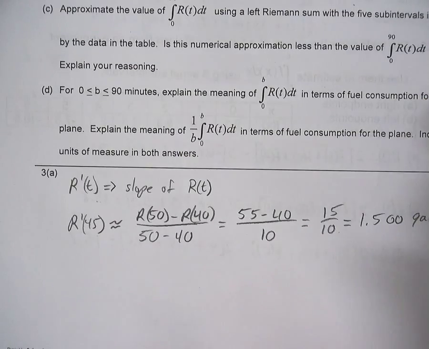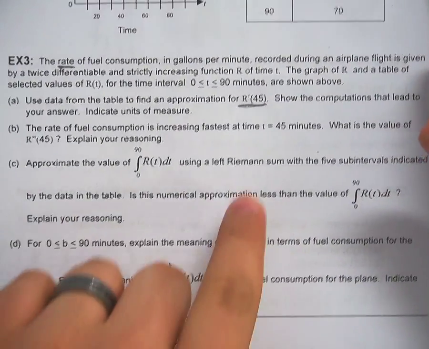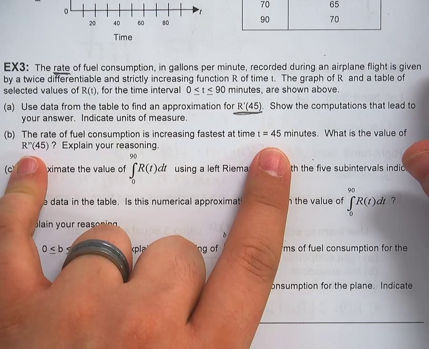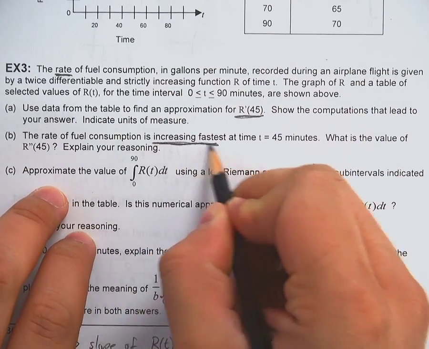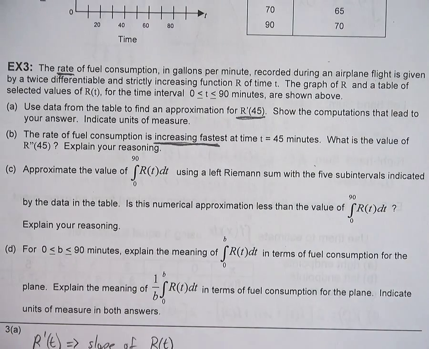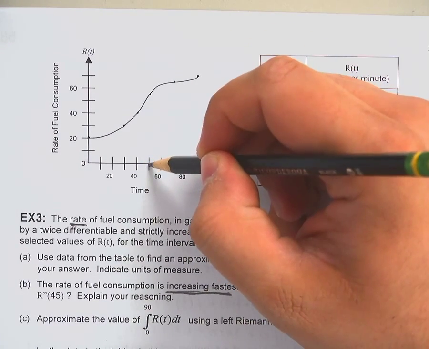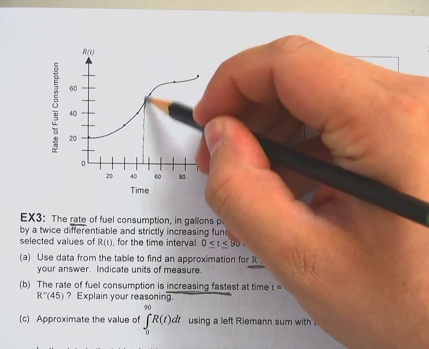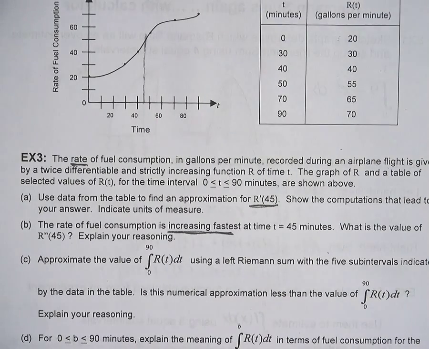All right. Part B says the rate of fuel consumption is increasing fastest at time equals 45. What is the value of r double prime of 45? Increasing fastest is the key word there. This is an AP style question in case you hadn't noticed. At 45, so 40, 50, 60, so 45 is right here. You're increasing the fastest, and it wants to know what's going to happen at r double prime of 45.